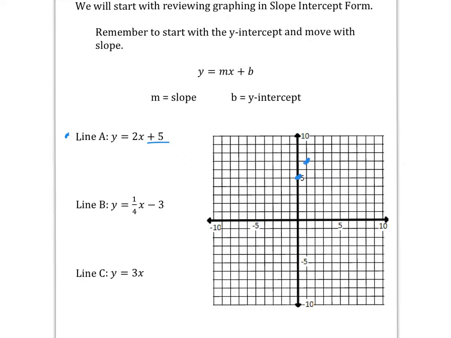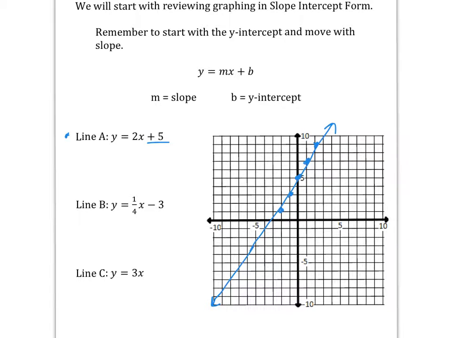So I'm going to go up 2 units over 1. And again, this is a positive 2, so it should be going in an upward trend from left to right. Or I could do the opposite and go down 2 units to the left 1. And again, that will give the straight line. So I'll connect those. And remember, it's good to make your line go through the entire graph. Have arrows on the end of your line.